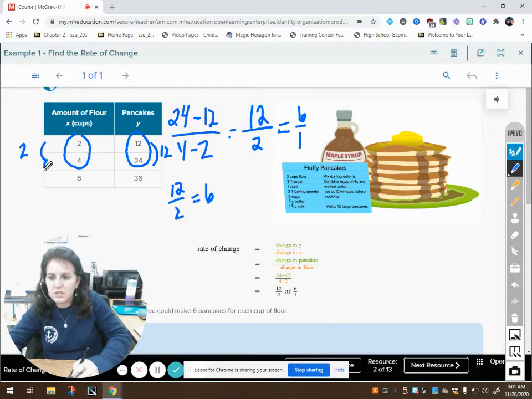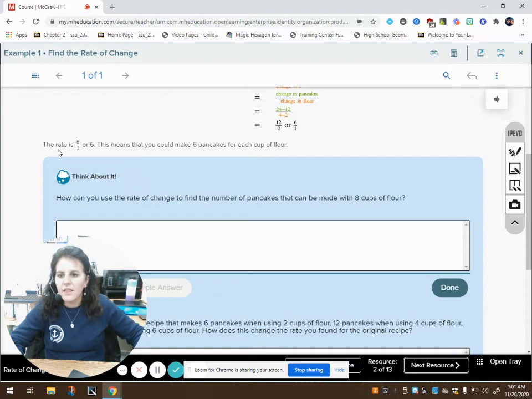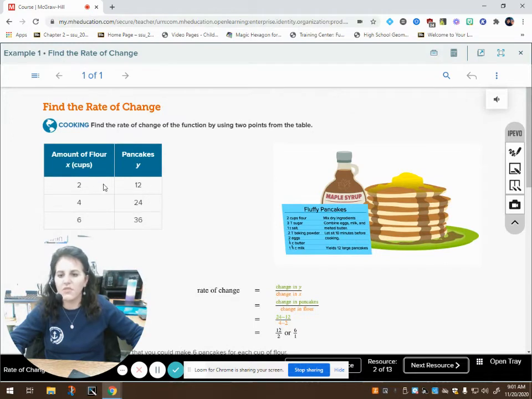We should probably make sure that it's consistent. Again, they went up 2. From here to here, they went up 12 again. So again, it's 12 over 2, which is 6. So what that tells me is that, let me get this off of here for a second, the rate of change is 6 over 1. That means that you can make 6 pancakes for 1 cup of flour.